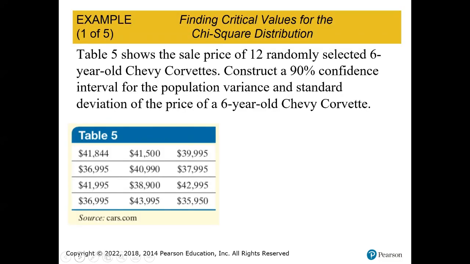So table 5 shows the sale price of 12 randomly selected 6-year-old Chevy Corvettes. Construct a 90% confidence interval for the population variance and population standard deviation of the price of a 6-year-old Chevy Corvette. Actually, I forgot to change the text here. We only want to find standard deviation. Standard deviation is the only one I'm going to have you guys do.